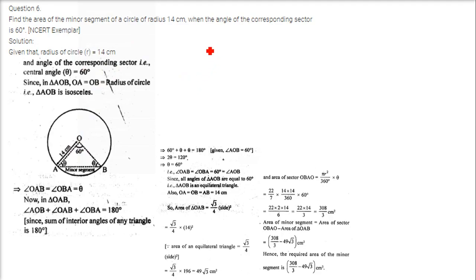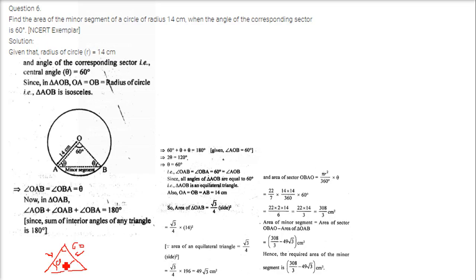We have already known the formula, but what is the actual logic behind it? Let me tell you the logic here. This is 60 degree, so we have a triangle and this is 60 degree. This side is radius and this side is radius, so this angle and this angle will be equal. So this triangle is an equilateral triangle.